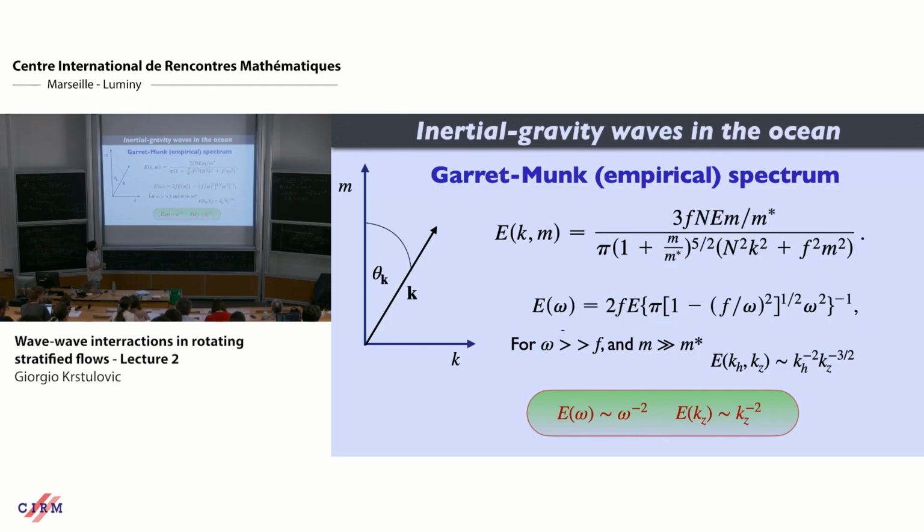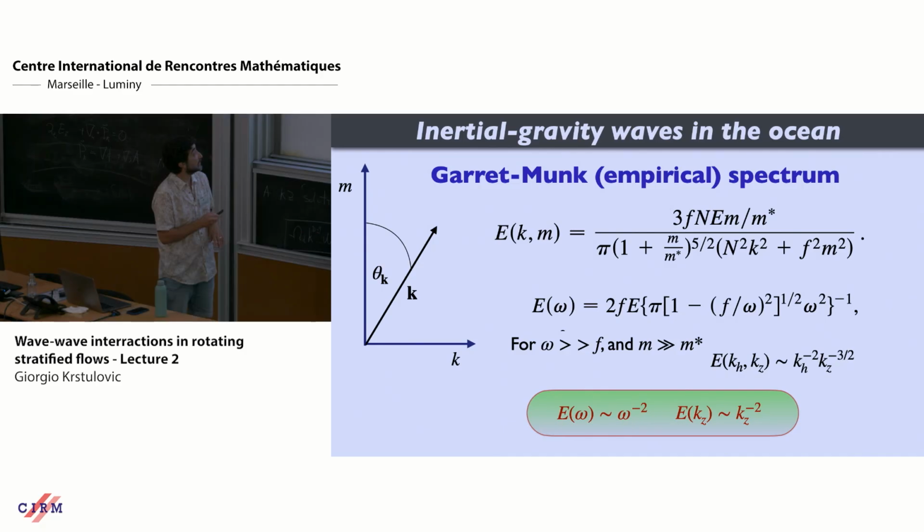You can use the dispersion relation to express it only as a function of omega. So you do all the change of variables, integrate along the other direction, and you get this formula. Basically, if you consider that the frequency omega is much larger than the Coriolis parameter, and m much larger than this reference wavelength, you get what is called the Garrett-Munk prediction. If you integrate properly, you get a spectrum that goes like omega to the minus 2, or kz to the minus 2. This is just an empirical formula, so there is no theory behind it.